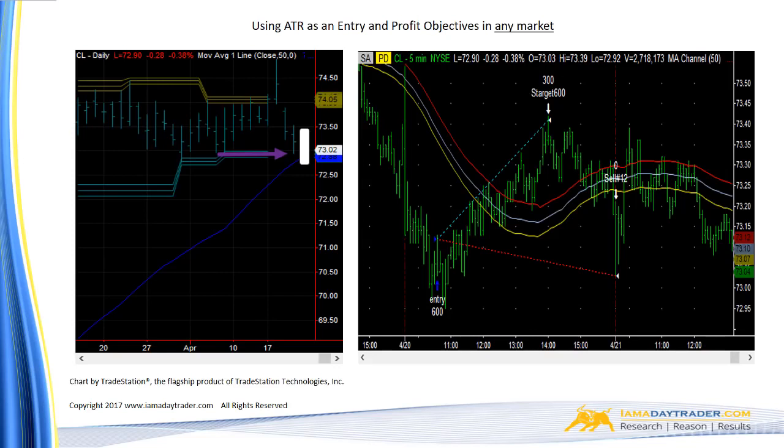Now, as you can tell, I'll be discussing average true range in many different ways. I'll be talking about using ATR not only in commodities, but in regards to forex, stocks, bonds, different products that we're going to be taking. But we're going to use average true range as our stop loss levels and our profit objectives rather than a fixed amount of points or ticks.